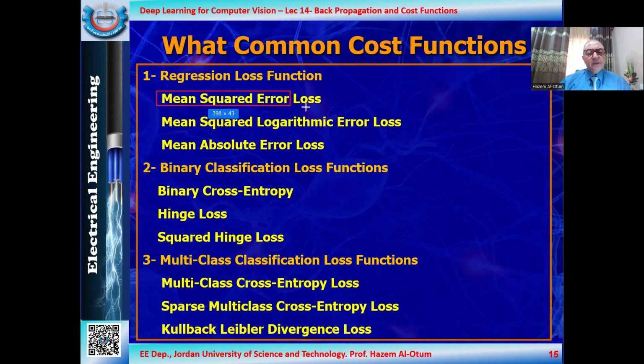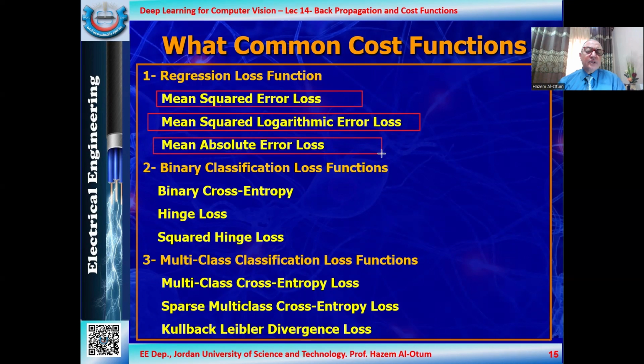We can use the mean squared error loss, mean squared logarithmic error loss, mean absolute error loss. Usually this is done when we deal with regression tasks. In case of binary classification, we may use the cross entropy, the binary cross entropy, the hinge loss, squared hinge loss. Of course, these things will be clarified in next lectures.